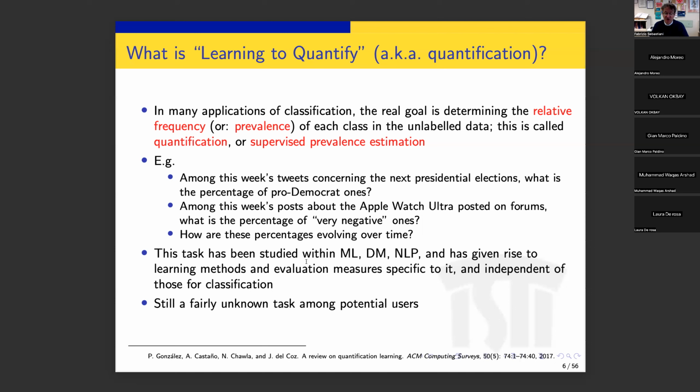Quantification is still a fairly unknown task among potential users. There are many people who would benefit from quantification if they knew that there are specific algorithms for dealing with it. Many people, say in the social sciences, still use the very naive algorithm for doing quantification, which is what we call classify and count: classify every individual item and count how many items have been assigned a certain label. This is essentially the naive algorithm that all legitimate quantification algorithms strive to beat.